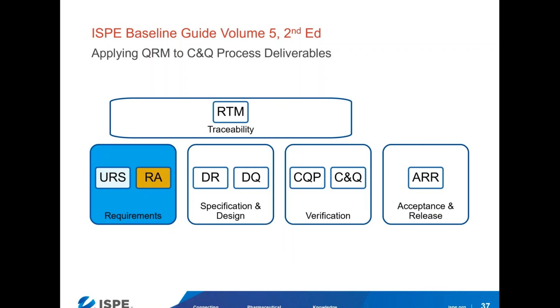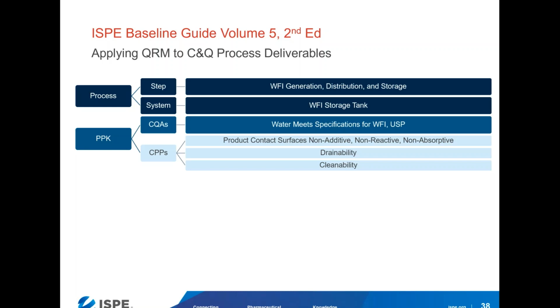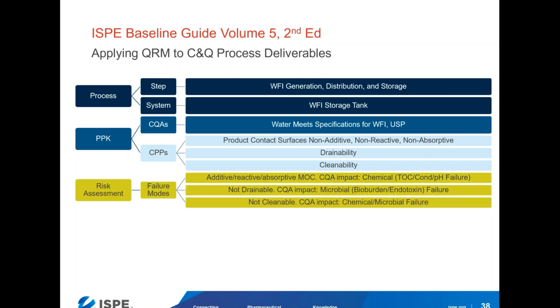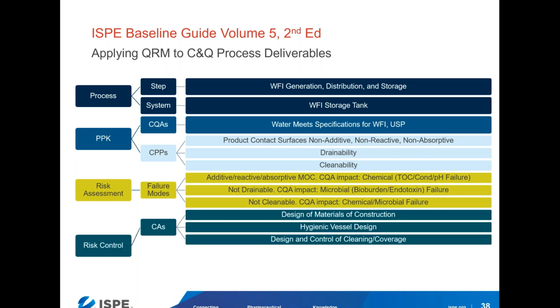Then we perform risk assessment. So looking at our example again, we identify our failure modes as a material of construction being additive, reactive, or absorptive, and the CQA impact there is a chemical failure, such as TOC or conductivity or pH. If the vessel is not drainable, the CQA impact would be microbial failures, such as bioburden or endotoxin, or if the vessel is not cleanable, the CQA impact could be a chemical or a microbial failure. So we apply risk controls. We identify critical aspects as being the design of the materials of construction, hygienic vessel design, and design and control of cleaning and spray ball coverage of the vessel.